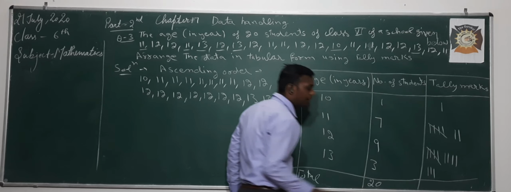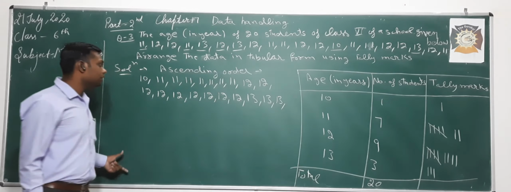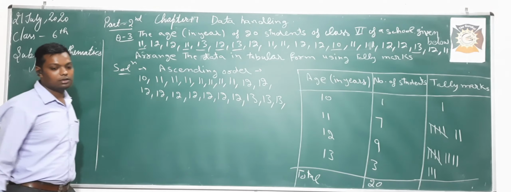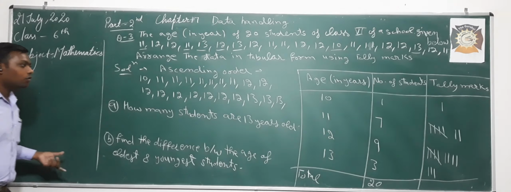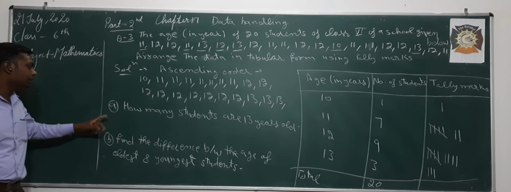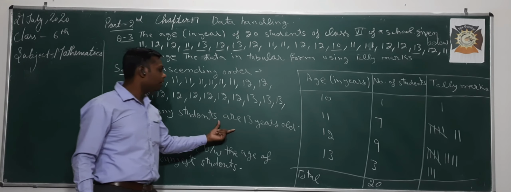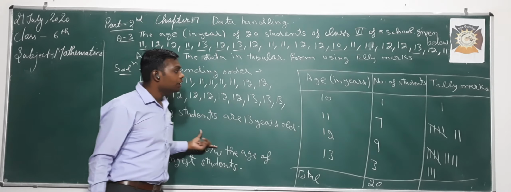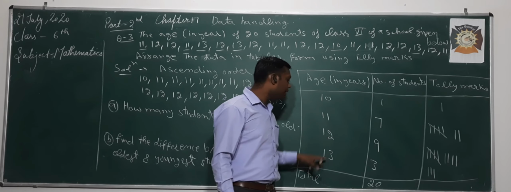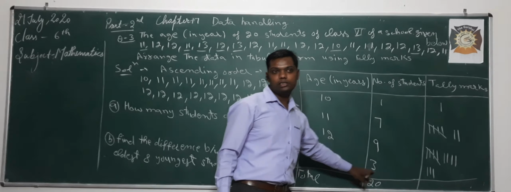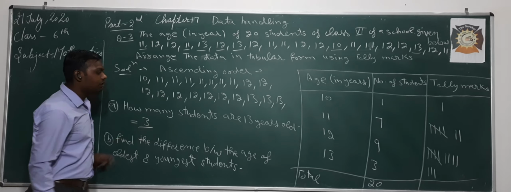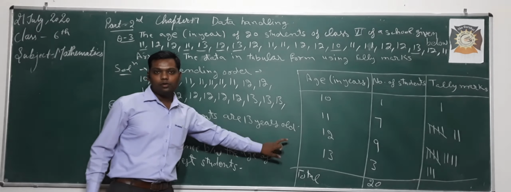And on the basis of this table, a few more questions are discussed. Let's discuss the first question. On the basis of these tally marks, we have to answer a few more questions. One of them is: how many students are 13 years old? See directly from the tabular data, age 13 years, how many students? That is 3. And you may directly write that 3 students are 13 years old.